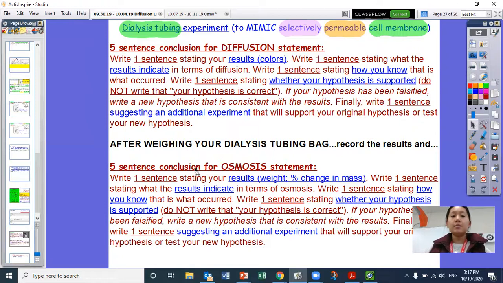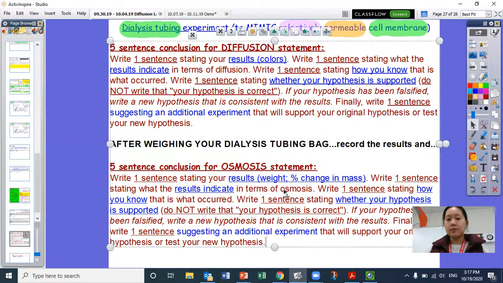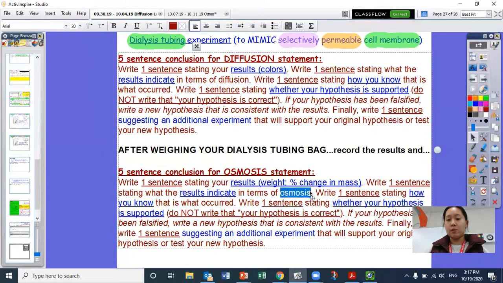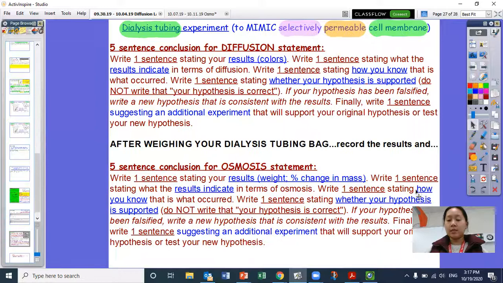Okay. Similarly, for the osmosis conclusion paragraph, you want to write one sentence that tells me the calculated percent change in mass that you calculated after the final and initial were taken. You're going to write one sentence stating what the results indicate. So which way did water move, and how do you know, right? Which way did water move? Because that's literally what osmosis means, right? The direction that water moves. And then you're going to write one sentence stating how you know, because you should know what the initial weights were, and you want to tell me basically what is changing. Is it increasing or decreasing?